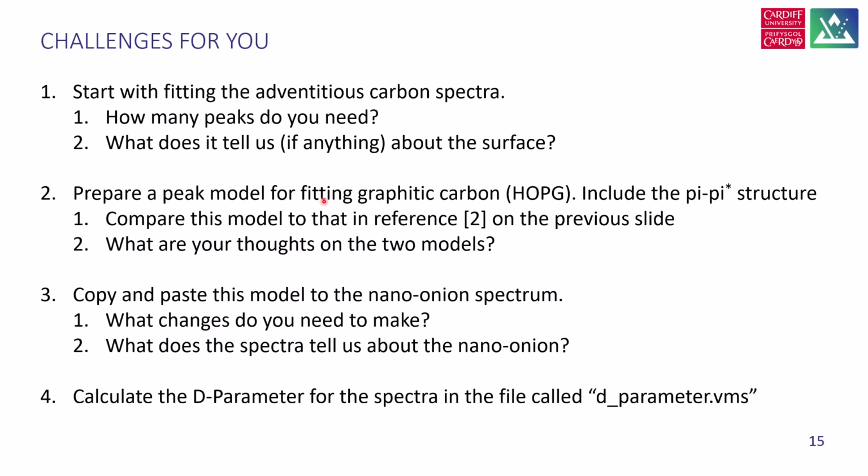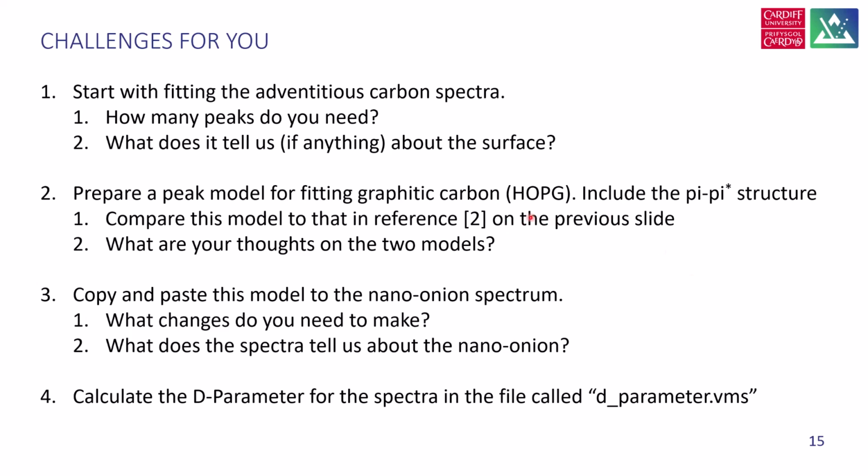I want you to compare peak models for fitting graphitic carbon. Use the HOPG, including the pi star structure, and compare that to the model that is in reference 2 on the previous slide, the Matt Linford paper that I mentioned. What are your thoughts on the two models? Have a discussion between yourselves or with the demonstrators.